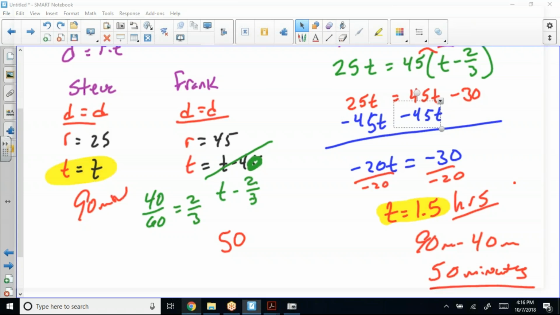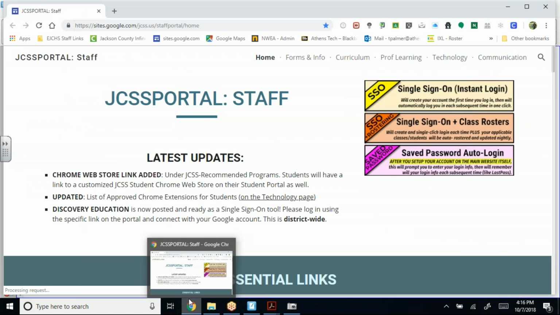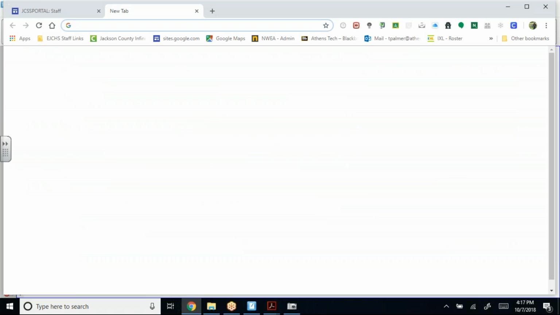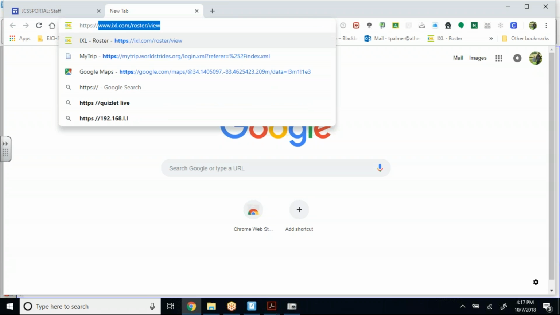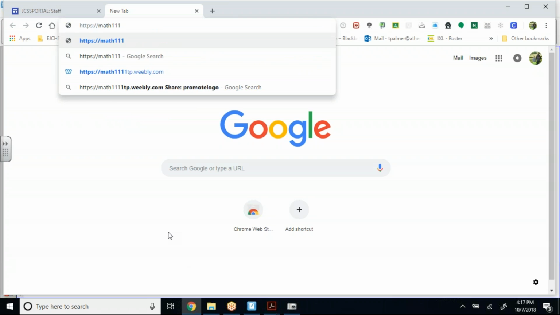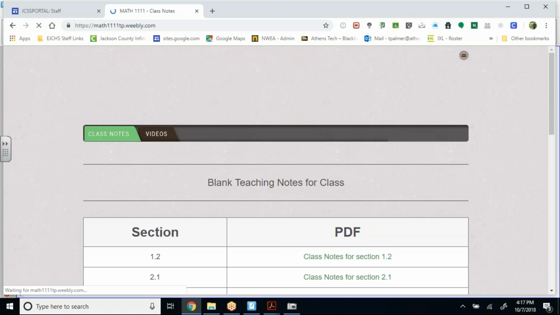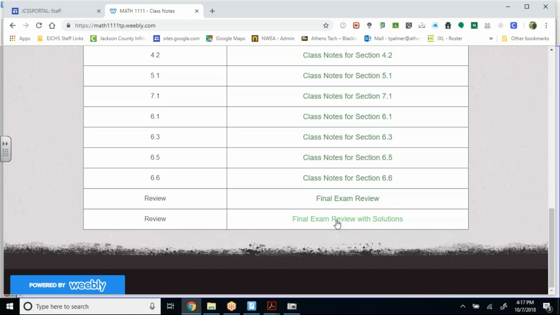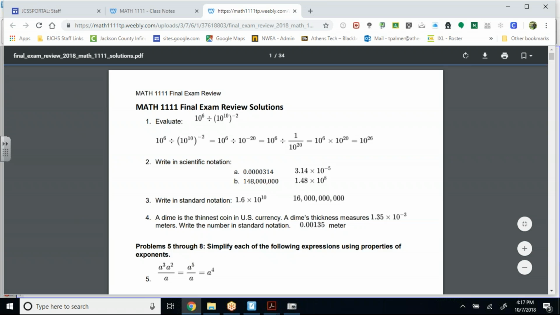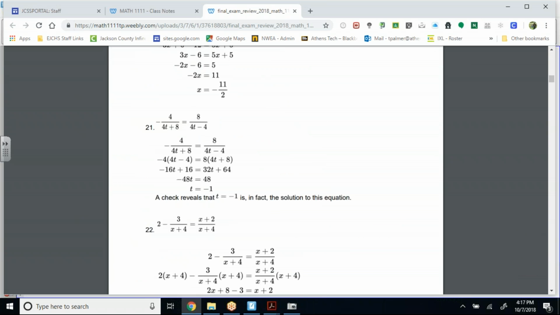The website that I sent you, let me go here. It should be math111111tp.weebly.com. This has everything, so this is where you're going to go, and this is in an email. If you look at the very bottom, it says final exam review with solutions. If you hit that, then it takes you to the solutions, and then you can compare.